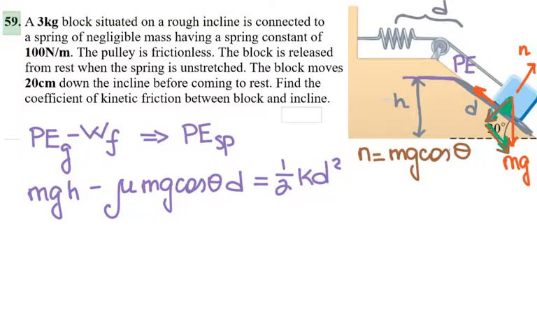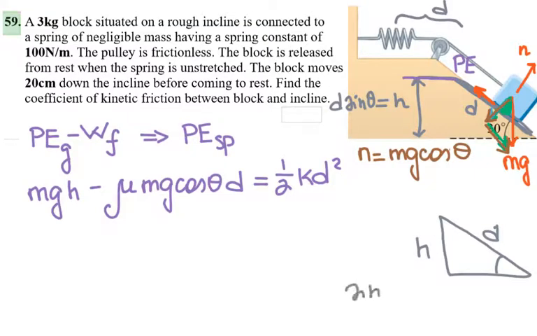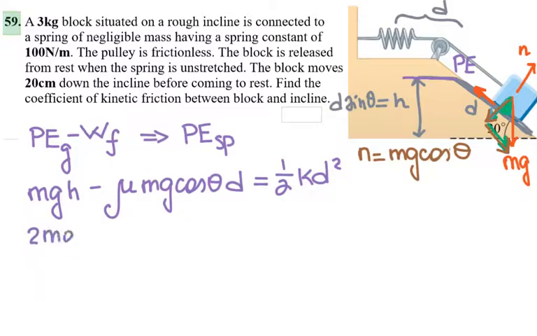Also, h is equal to d sine theta. So if I look at this triangle, I'm going to erase it after I'm done. So d, this one is theta, and this is h. So sine theta is equal to h over d. Then h is equal to d sine theta. So I'm going to replace my h with d sine theta and multiply them all by 2 to get rid of the fraction. So I have 2 mg d sine theta minus mu times 2, right?